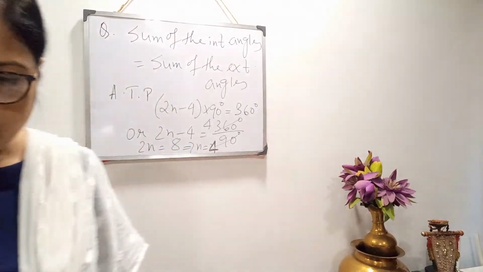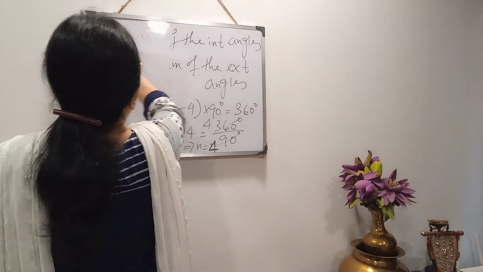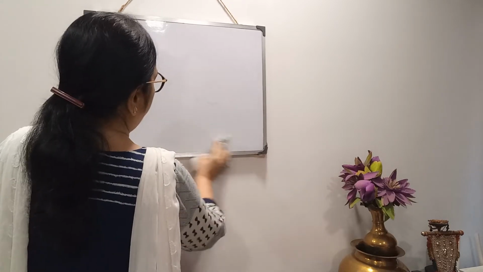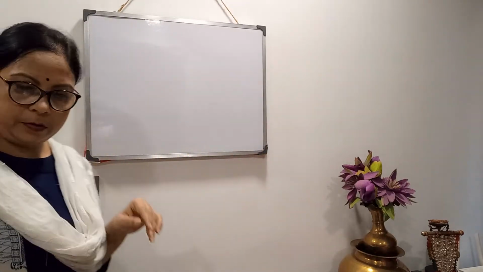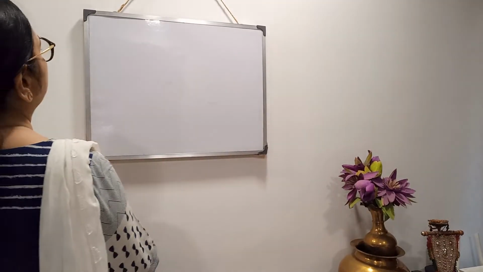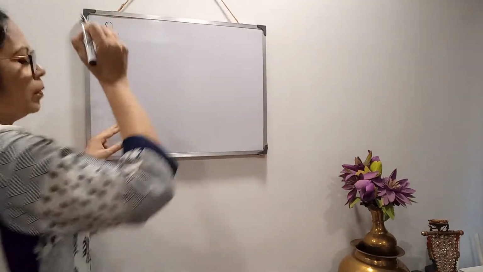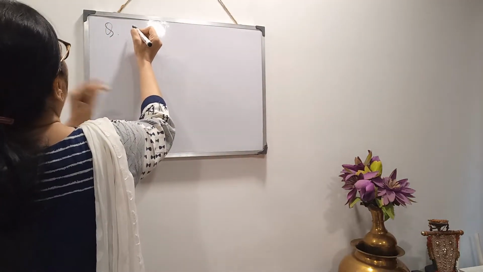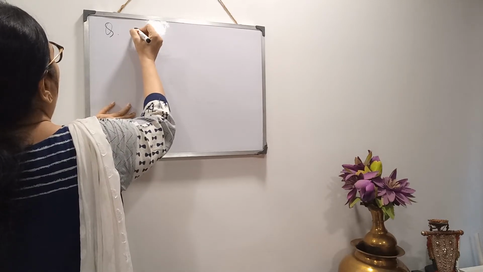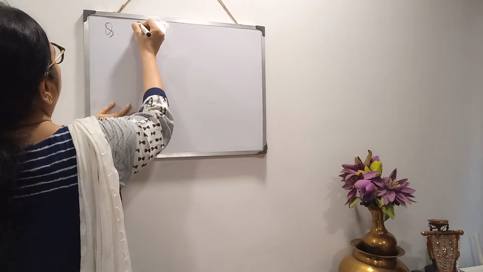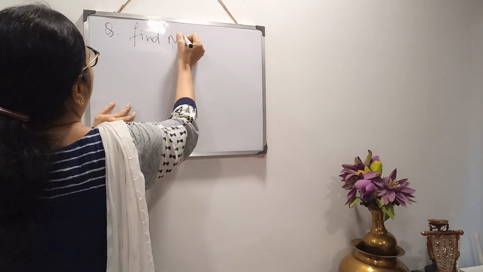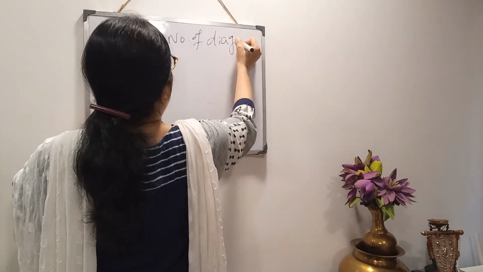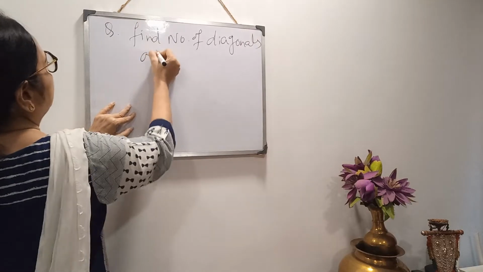Now diagonal we will calculate. You will get many sums of this type from your book, you will practice. Next one, it is told to find the number of diagonals, not sides, sorry, number of diagonals of a hexagon.